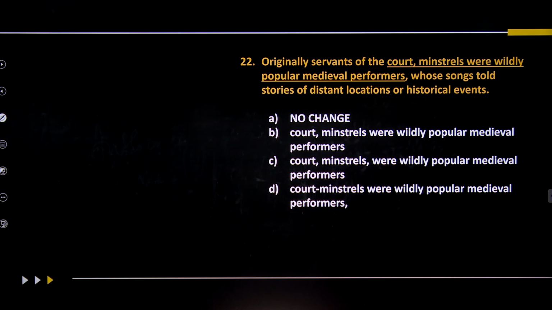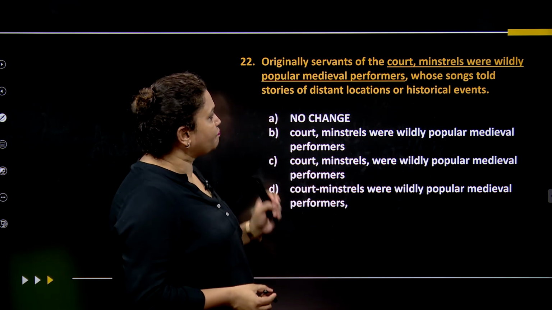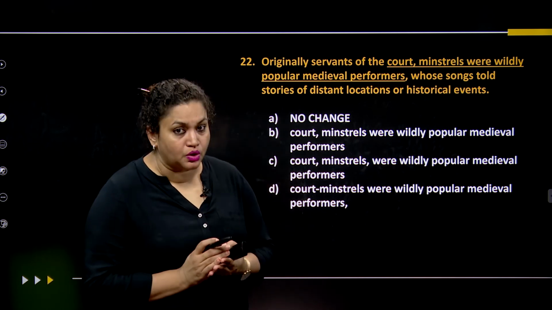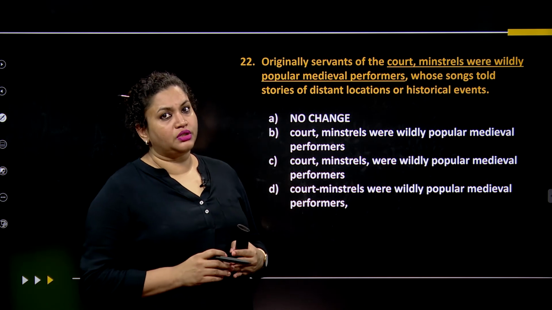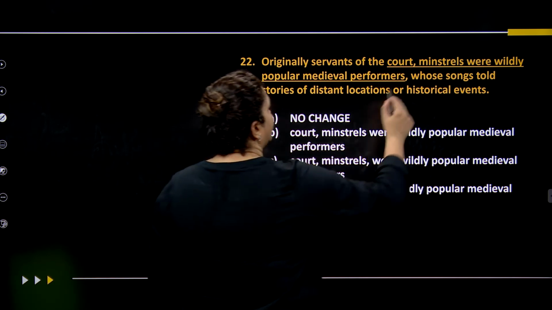Is this question tough? Here, let's see each one of it. Originally servants of the court. Who were the servants of the court? Minstrels. Therefore, this is a dependent sentence. Therefore, a comma is right here.